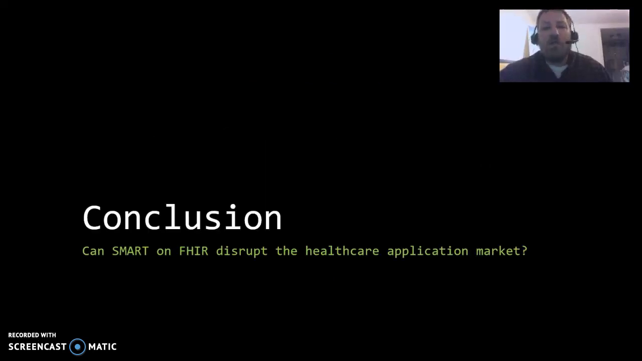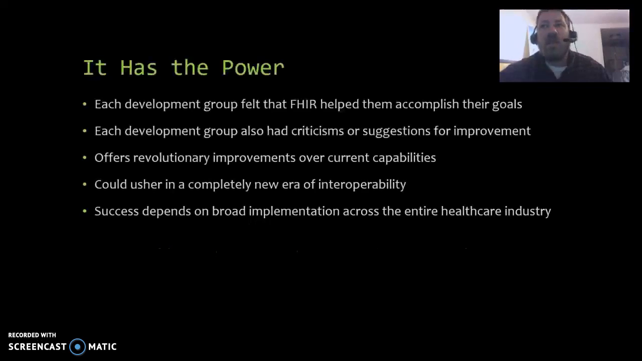So what conclusions can we draw from all of this? Well, each development group had a specific goal in mind when they were developing their applications. There was a research facility that was sitting on a ton of research data, but they lacked semantic interoperability, and that prevented them from using that data in cross study ways. Smart on Fire helped them, but they were concerned about the extensiveness and the accuracy of mappings.